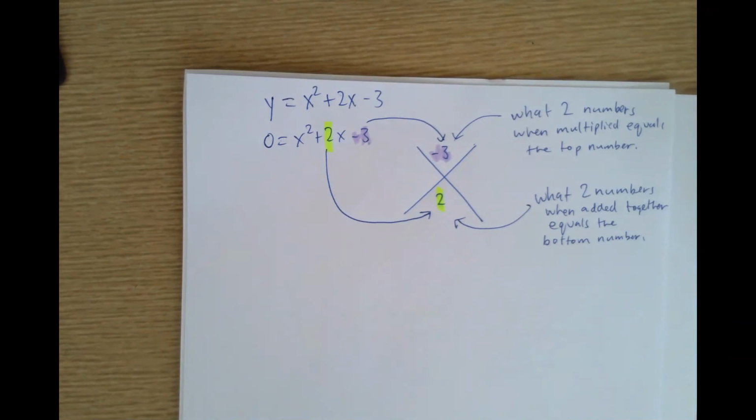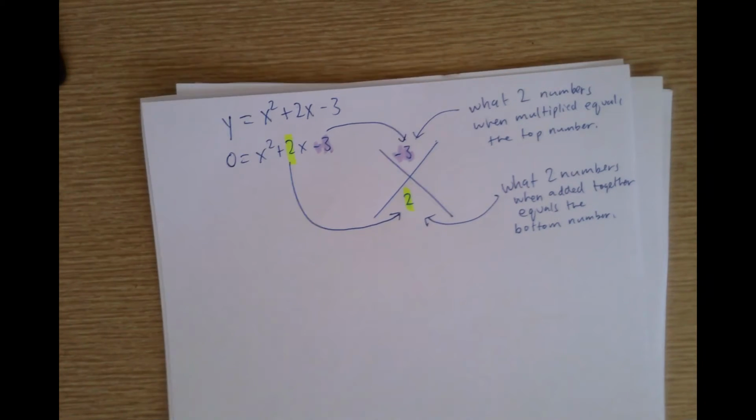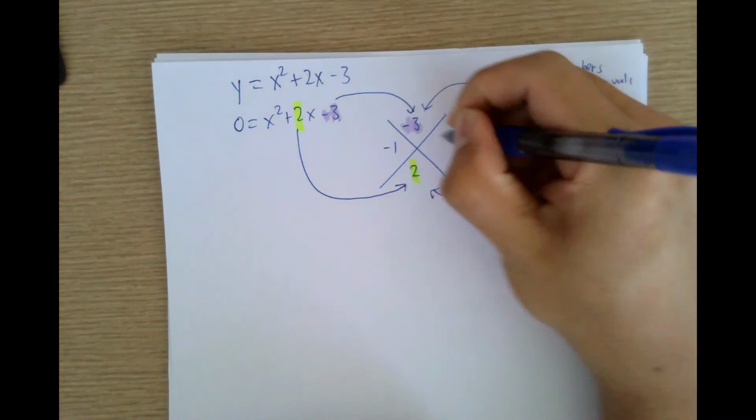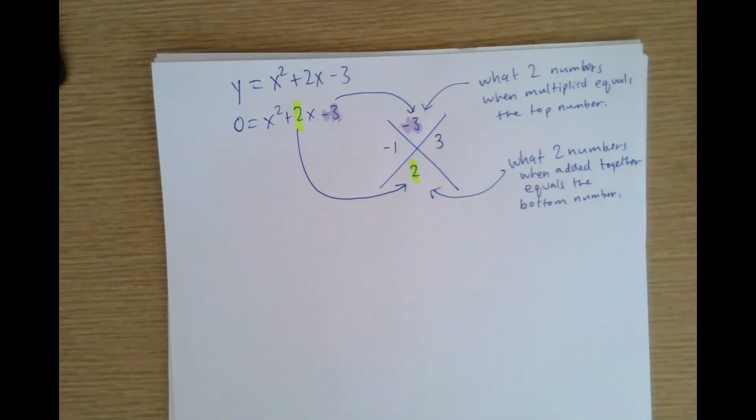Does anyone have any numbers that come to mind here? What are some numbers that come to mind here? Connor. Negative 1 and 3. Okay, so we can try this. So negative 1 and 3, if we multiply them together, do they equal negative 3? Yes, because there's only one negative, so it becomes negative 3. If we add them together, we get negative 1 plus 3, which is the same as 3 minus 1, which equals 2, right? So then yes, it works.